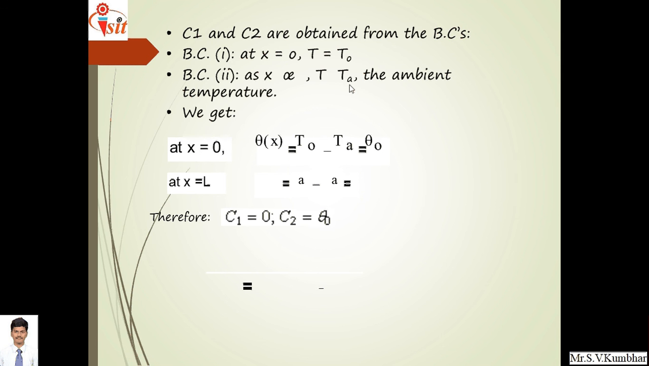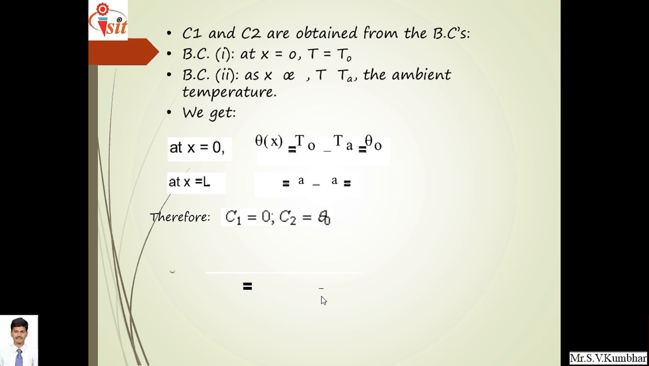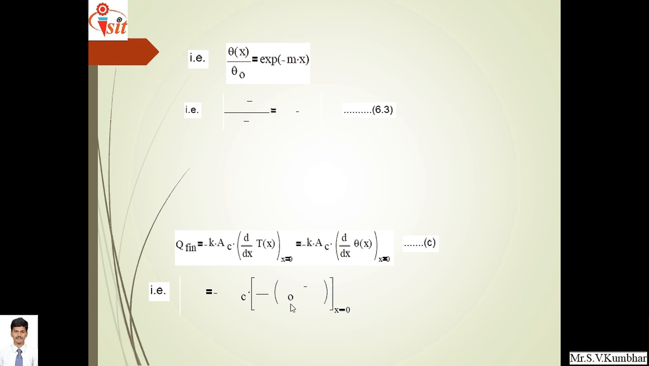Put these two boundary conditions in equation 6.2. We will get the C1 and C2 values as C1 equal to 0 and C2 equal to theta naught. Substituting C1 and C2 back in equation 6.2, we get theta x is equal to theta naught exponential of minus mx. The C1 term is omitted because it is 0; 0 into that exponential will be 0. So theta x is equal to theta 0 exponential of minus mx. Rewriting, theta naught is taken to the left-hand side: theta x upon theta naught is equal to exponential of minus mx.